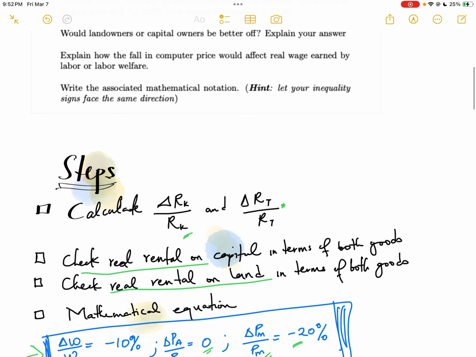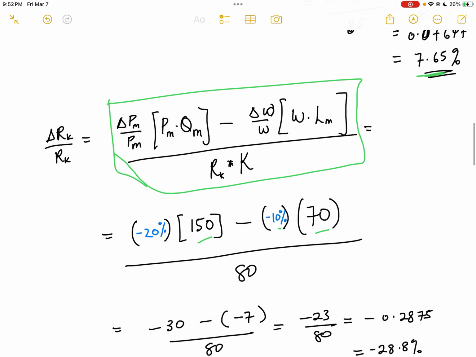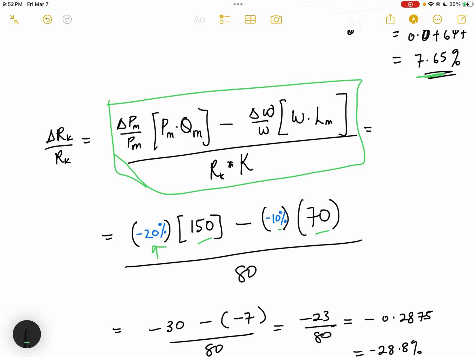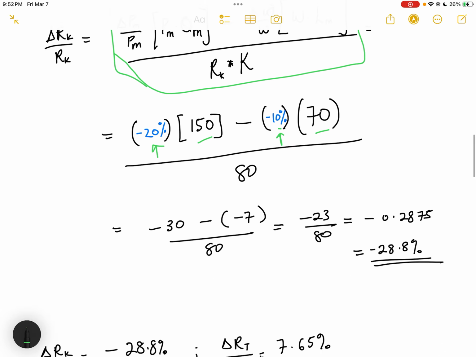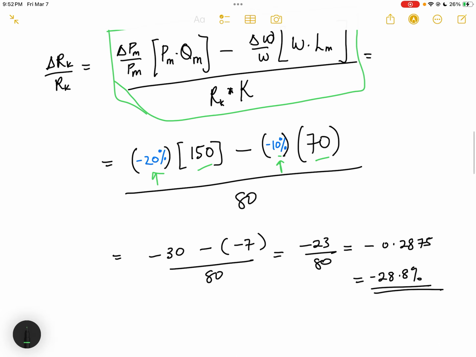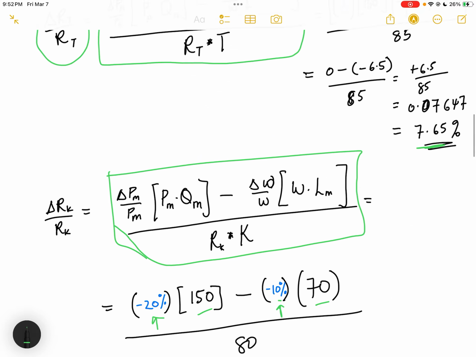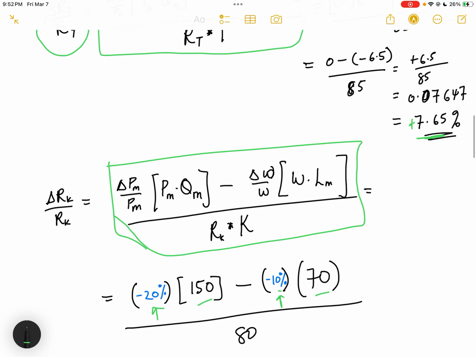But the stuff in blue, and I'll show you again, the stuff in blue is coming from question 2G. Okay. So I plug and chug and find out that my answer is negative 28.8%. So rental on capital fell while rental on land increased. This is a plus, right? So positive. Okay.